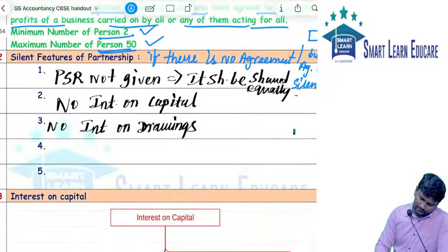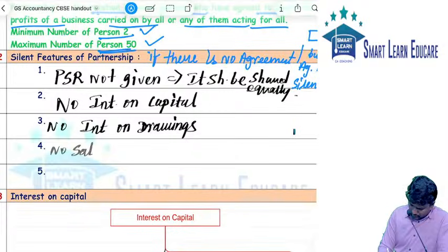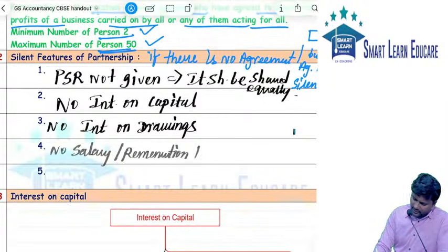Next, no salary or remuneration paid to partner. No salary or remuneration paid to partner.